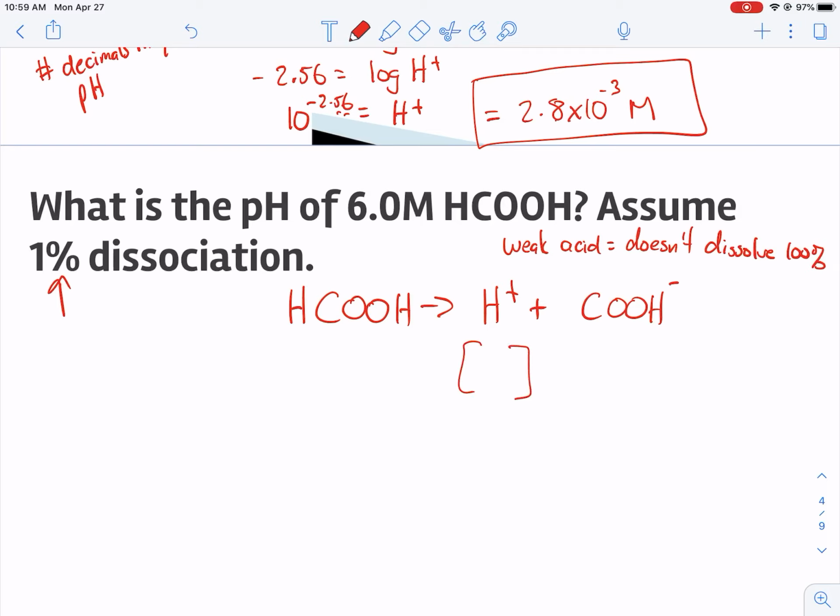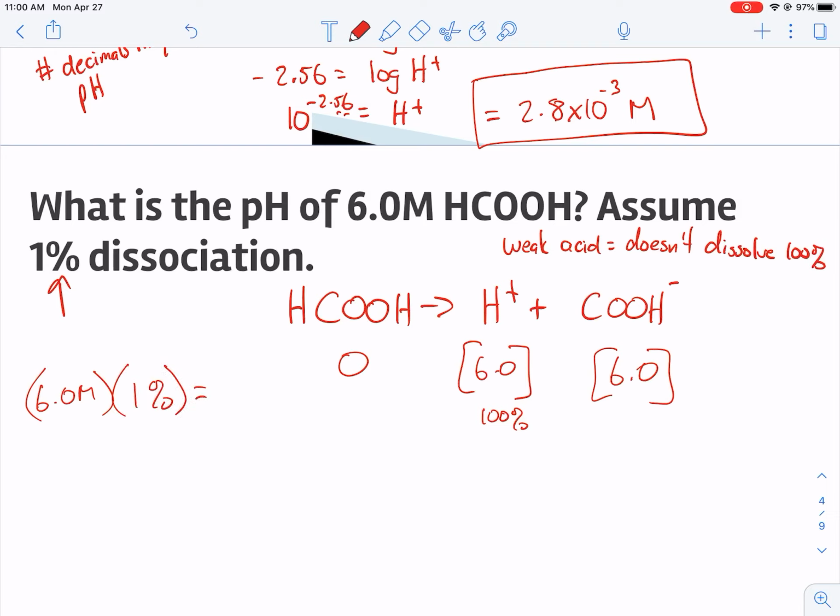So now, if it was 100%, this would go to 0, and this would be 6.0. But am I getting 100% turning into an H plus? No, I'm only getting 1%. So 6.0 molar times 1% is equal to what? Now, when you multiply by a percent, remember you got to move that decimal. So this is going to be 0.06.